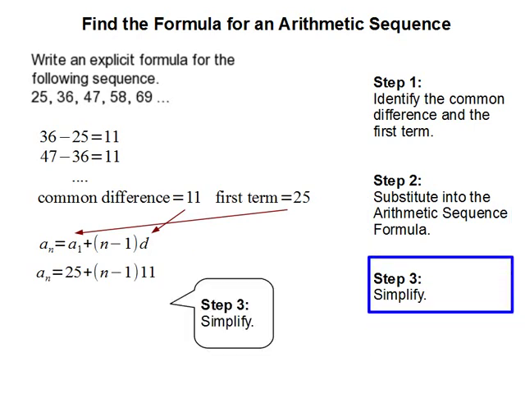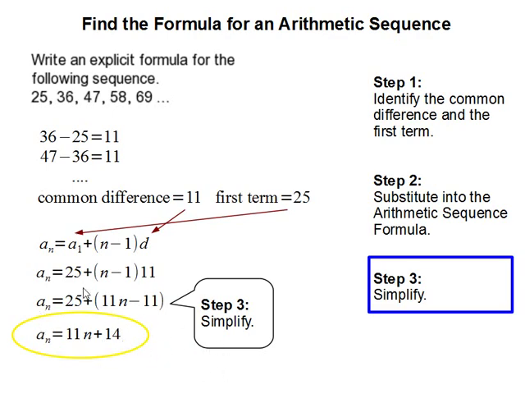Step 3 is to simplify. So we distribute the 11, so it's 11n minus 11. Then we simplify further. 25 minus 11 is 14, and our formula is then a sub n equals 11n plus 14. And this completes our problem.